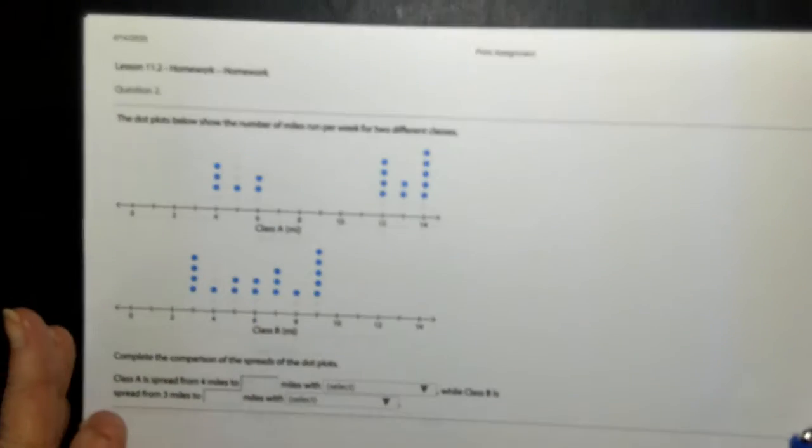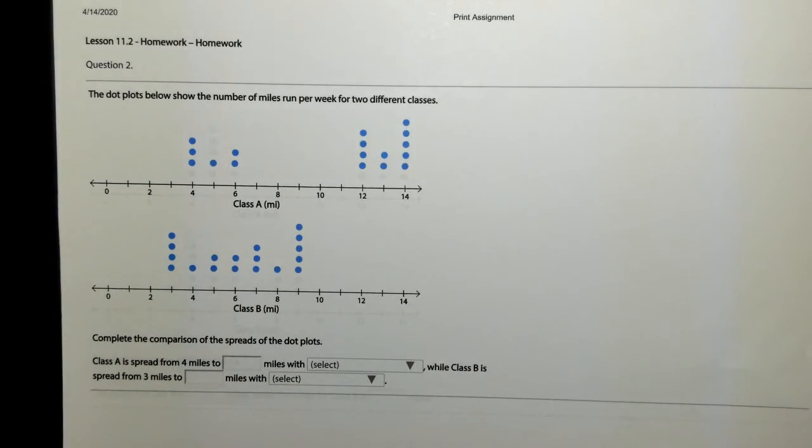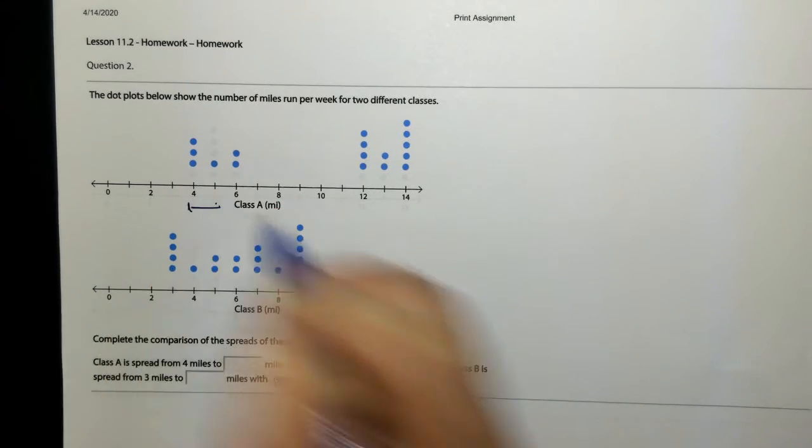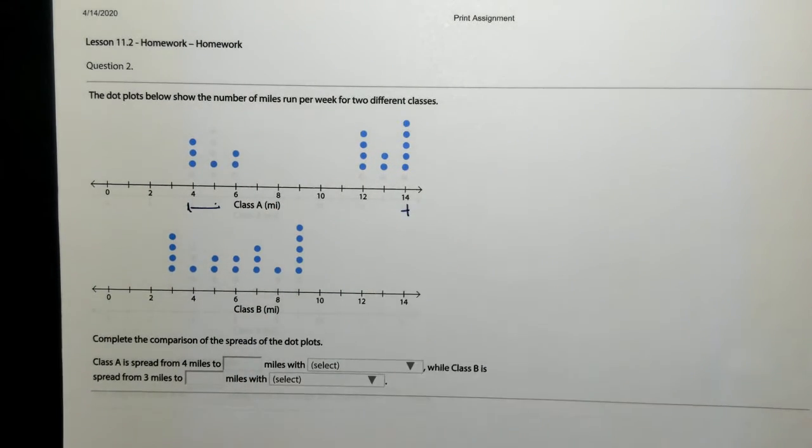Problem number 2. We're going to look at number of miles run per week for two different classes. And again, we have a Class A where there's a gap here, and a Class B where there is a steady flow of numbers between each of the numbers, frequency on all the different numbers. So let's look at spread now. In Class A, we go from 4 miles all the way to 14.